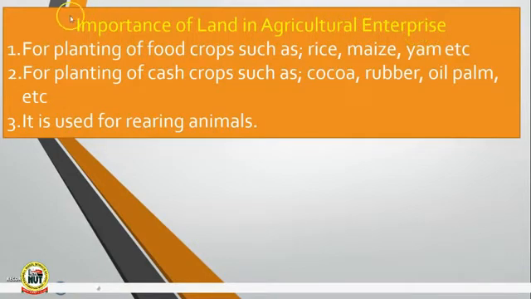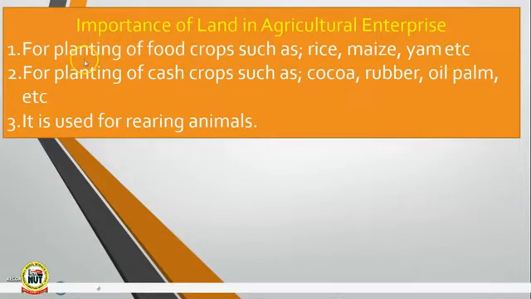We are going to look at the ways that land is beneficial or important in agriculture, in everything that has to do with agriculture. Number 1, pay attention, for planting of food crops such as rice, maize, yam, and so on. Other food crops are there. Potato, tomatoes and all that.